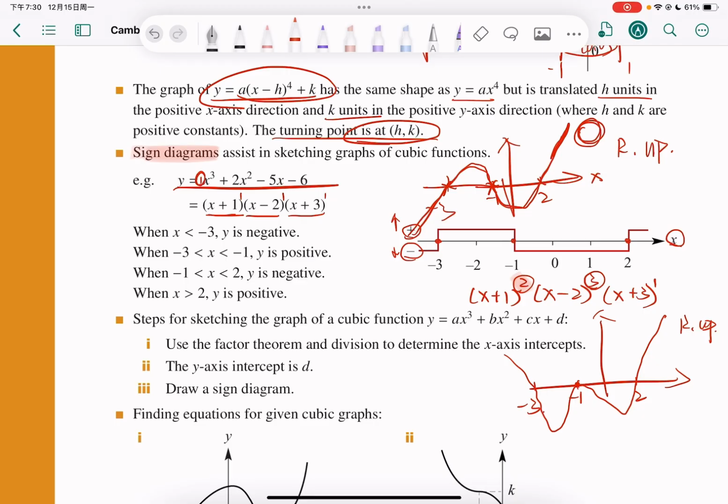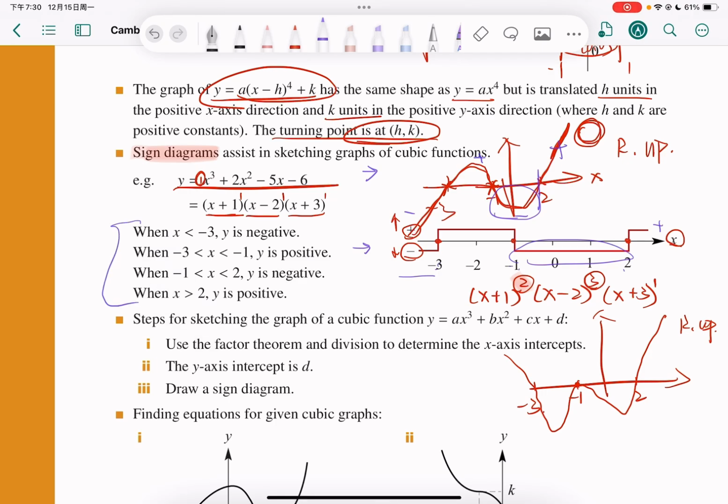So how do we draw a sign diagram? For this graph over here, it's positive, it's negative, it's positive, and negative again. And that corresponds to every area on the sign diagram over here. So above 2 is positive. From -1 to 2, it's negative. And from -3 to -1 is positive. And lower than -3 is negative.